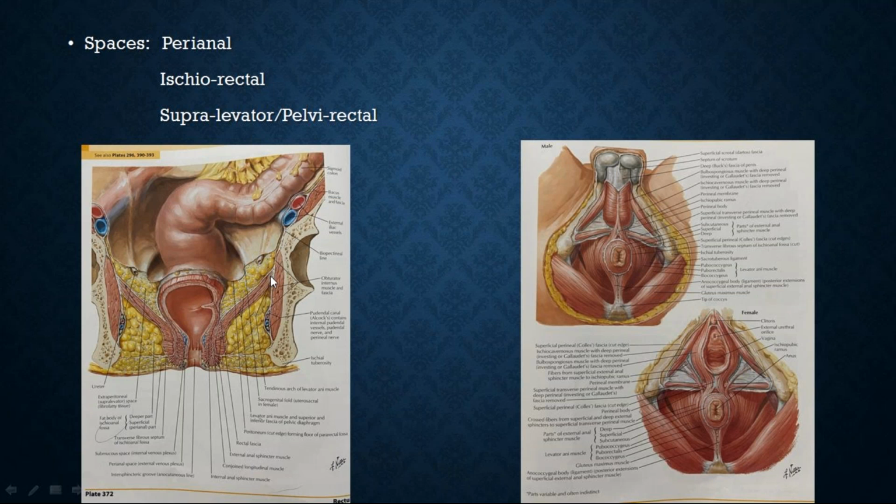Here there is a hiatus or an opening, that is the hiatus of Schwalbe. Through that hiatus or opening, whenever any pus gets accumulated in the supralevator space or in the ischiorectal space, the pus may go from ischiorectal to supralevator or from supralevator to ischiorectal through that opening.